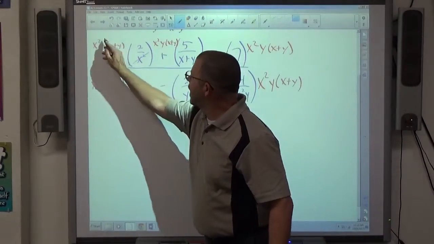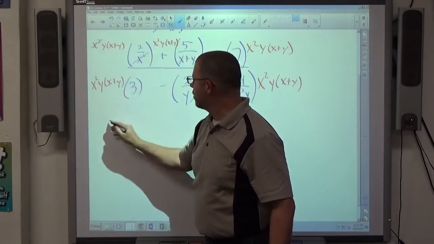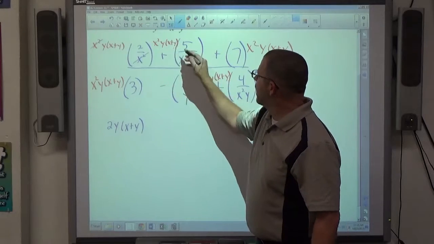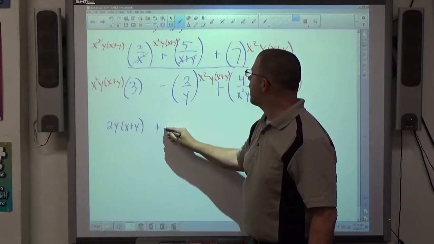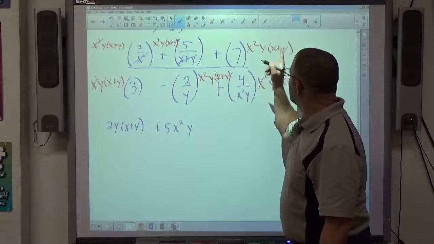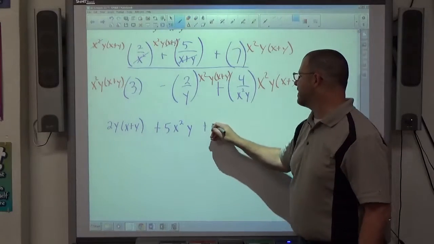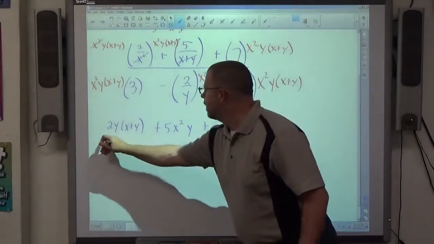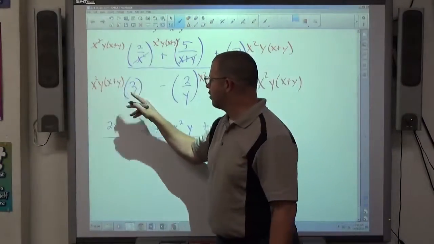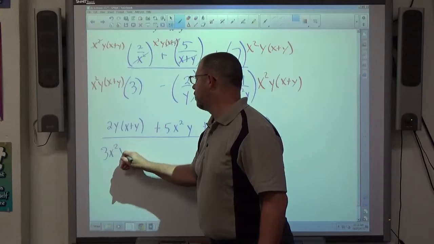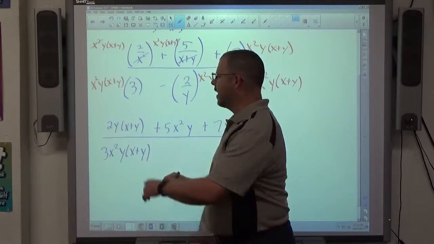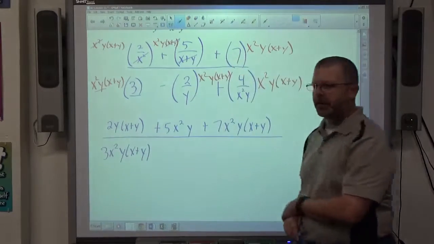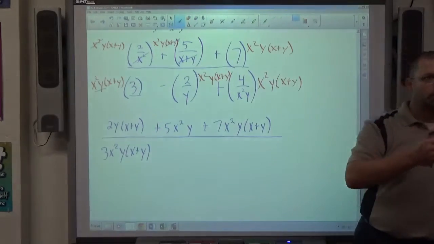This x squared cancels that x squared, leaving me with 2 and y and x plus y. This x plus y cancels that x plus y, leaving me with plus 5x squared y. Nothing cancels here, so I'm left with plus 7x squared y times x plus y. Nothing cancels here, so I'm left with 3x squared y times x plus y. Again, 3 is a single object, x squared y is a single object. Put all the single object stuff in front. Don't give me x squared y, x plus y, 3.